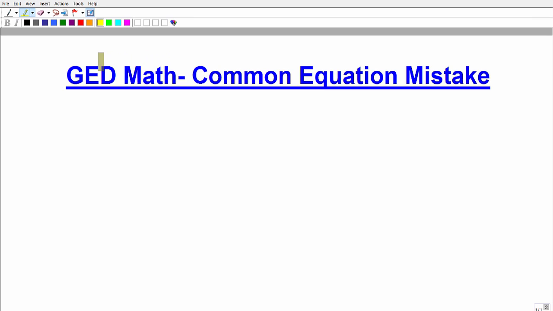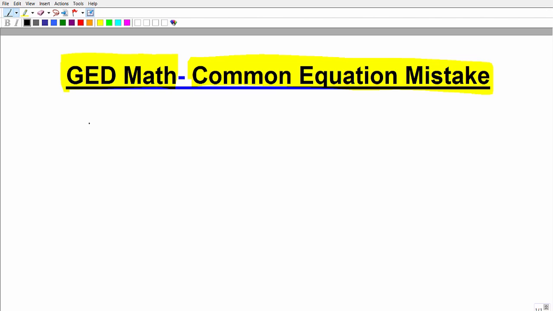Okay, so for those of you studying math for the GED, I want to go over a common mistake when folks are solving equations. This is basic algebra, so I'm going to get right to it.